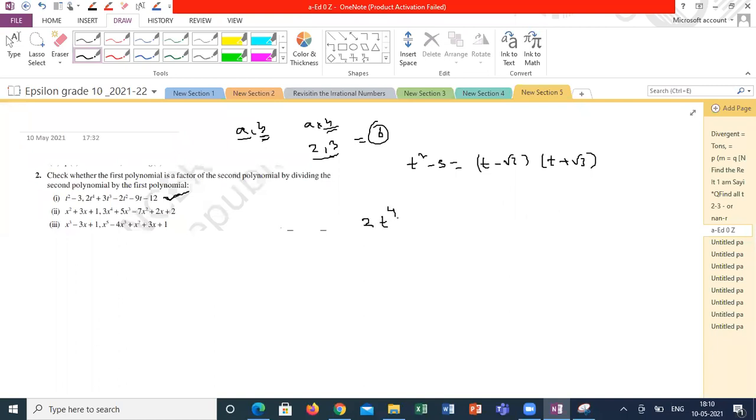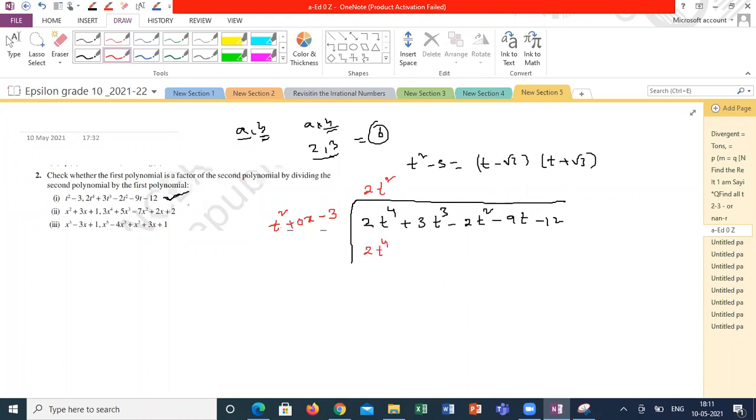2t power 4 plus 3t cube minus 2t square minus 9t minus 12. I am dividing with t square plus 0t minus 3. So t power 4 by t square, so 2t square will come here. Sir, I've got the remainder as 0. So the remainder is 0 here. Next.